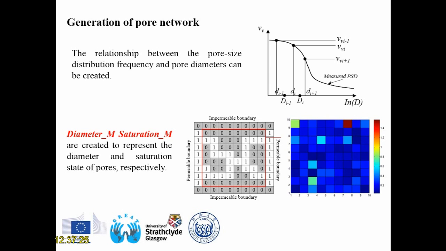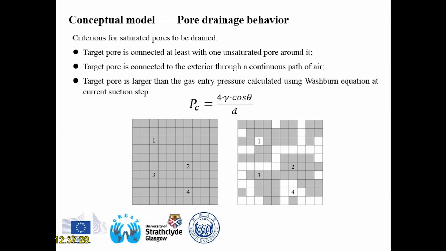Here, in each suction step, we set three criteria for saturated pores to be drained. The first one is that the target pore is connected to at least one unsaturated pore around it. The second one is that the target pore is connected to the exterior boundary through a continuous pathway of air. The third one is that the target pore is larger than the gas entry pressure, calculated using the Washburn equation or Laplace equation at the current suction step. It is clear that in the following figures, pores number 1, 2, 3, 4 are saturated in initial conditions. However, they have different drain processes according to the three criteria.